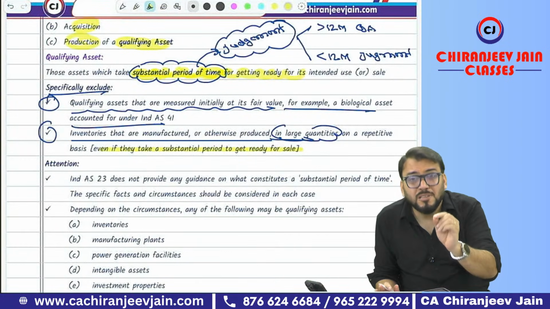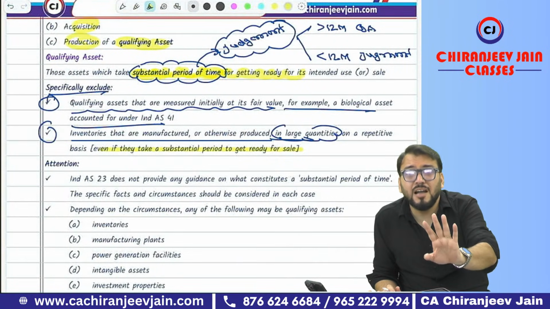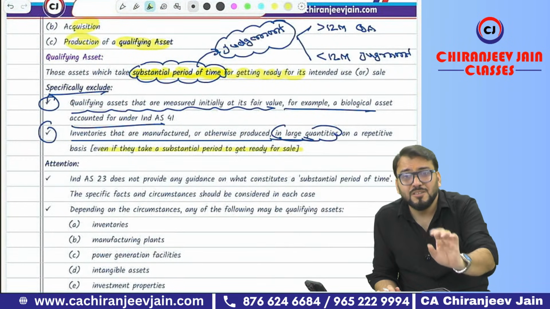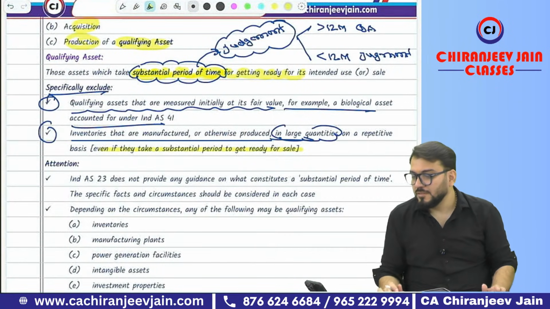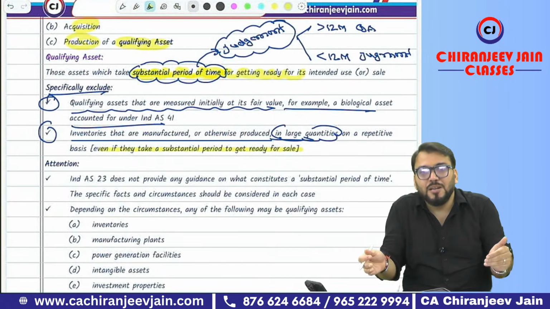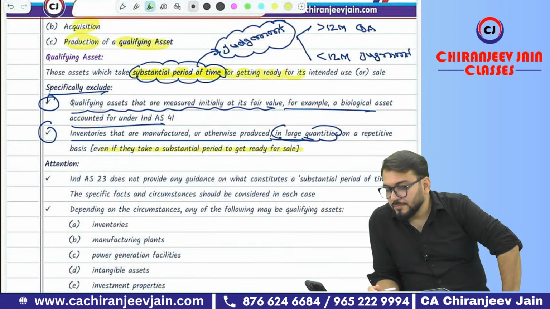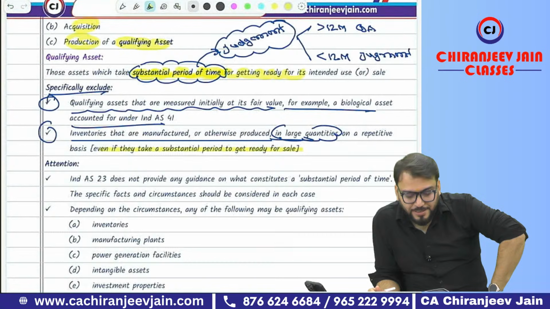Please, if you have a doubt, write down your full doubt. If you are writing just 12-month question mark, I will not be able to understand your doubt. You have that much time that you can write down your doubt. Because if I am not able to understand your doubt, I will not respond. Have you understood this point?